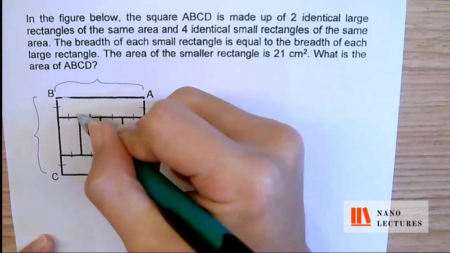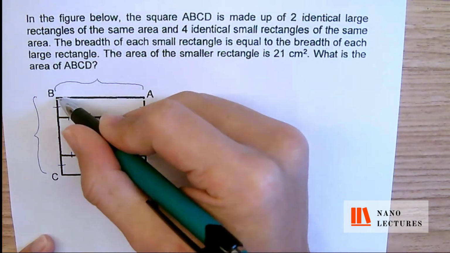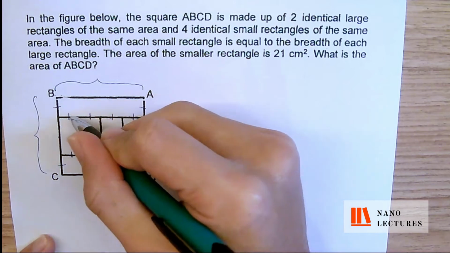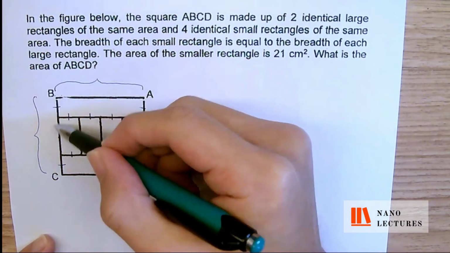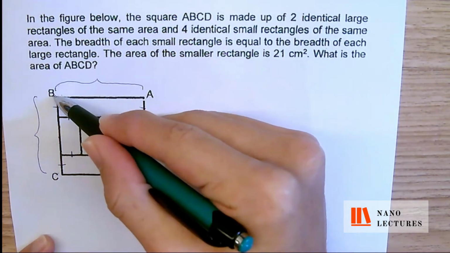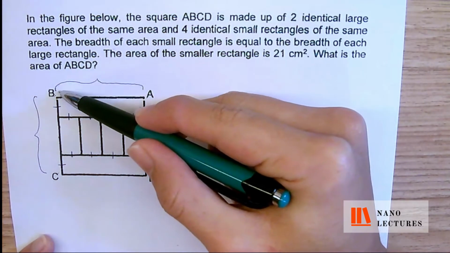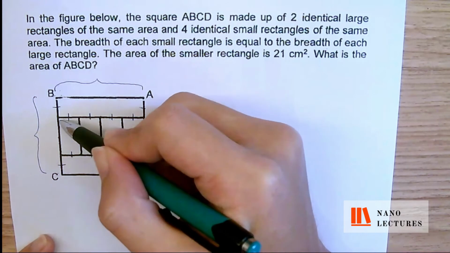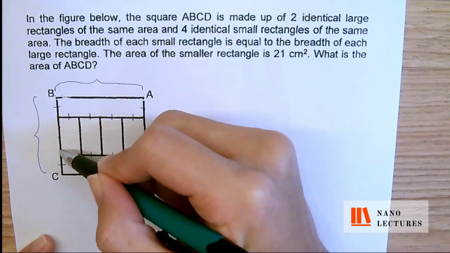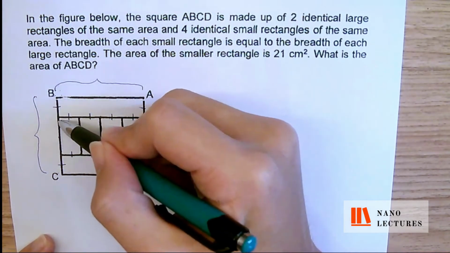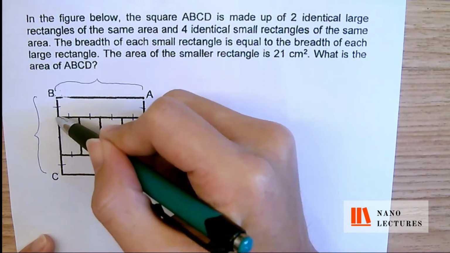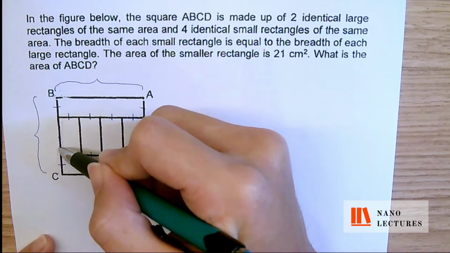Okay, now let's talk about this one first. AB, we know that is made up of 4 breadths. 1, 2, 3, 4. Whereas for BC, which is the same as AB, should also be made up of 4 breadths. But over here they gave us 2 breadths instead. And then they give us a length of the small rectangle. Doesn't this tell us that this length of the small rectangle is equivalent to 2 breadths?